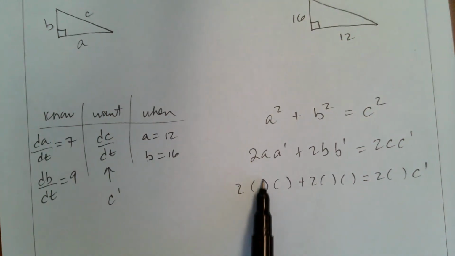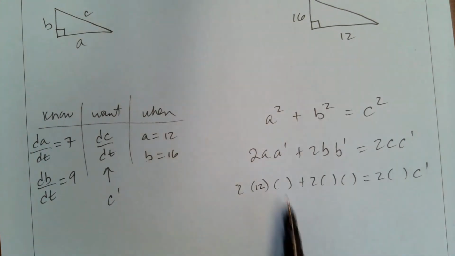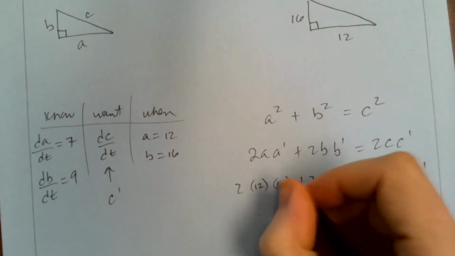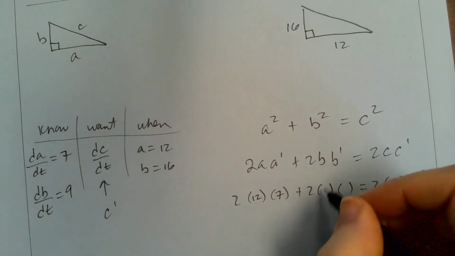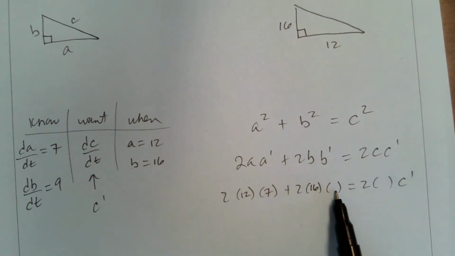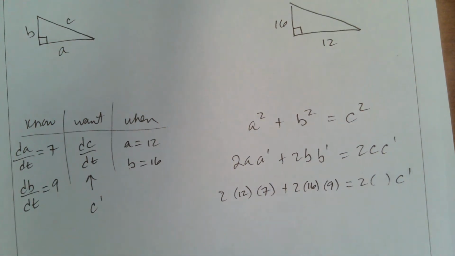Okay, well, what can go in for a? At this moment, a is 12. At the moment we care about. How about a prime? That's dA dt, so 7. And for b, at the moment we care about, it's 16. And for b prime, that's dB dt, that's 9.